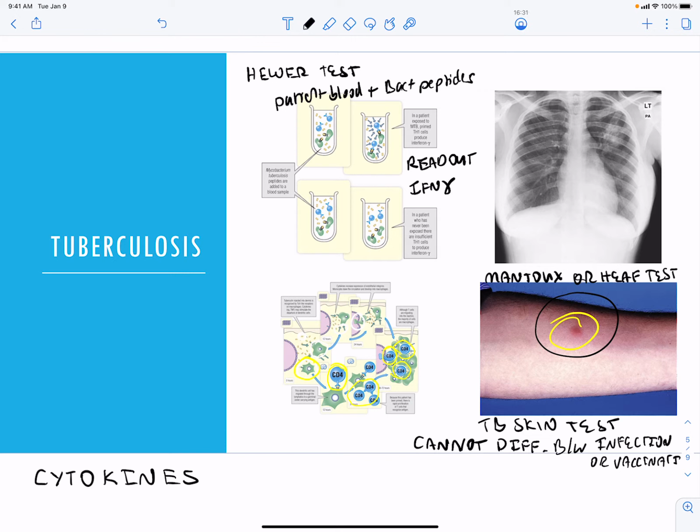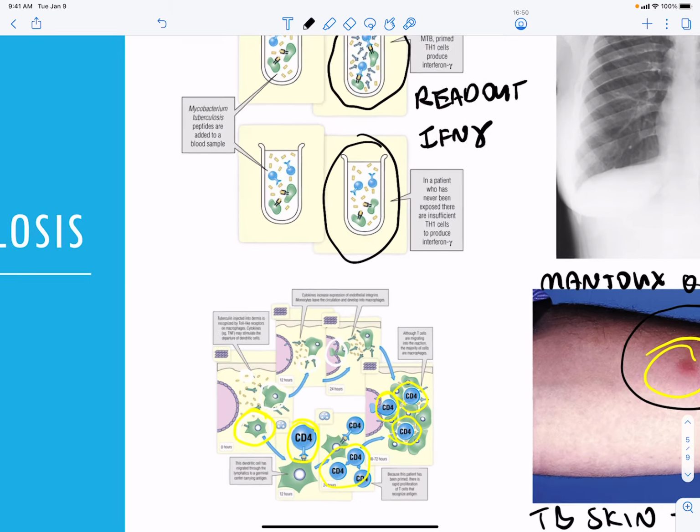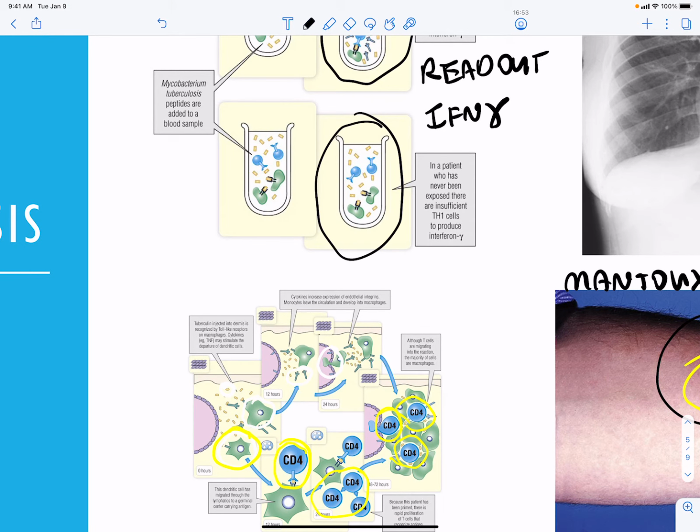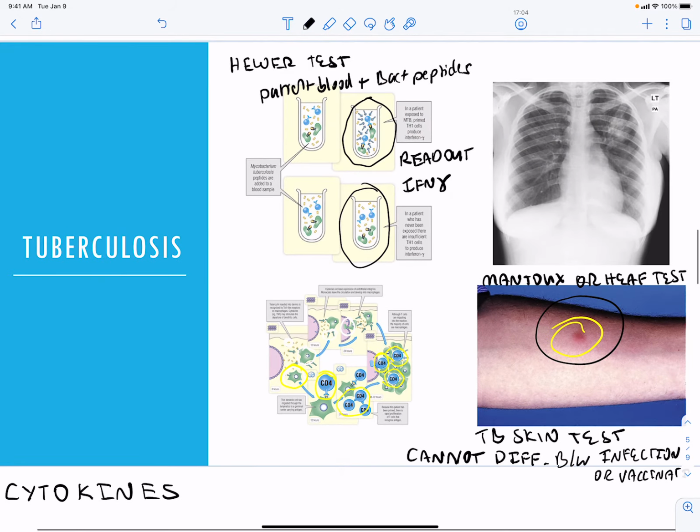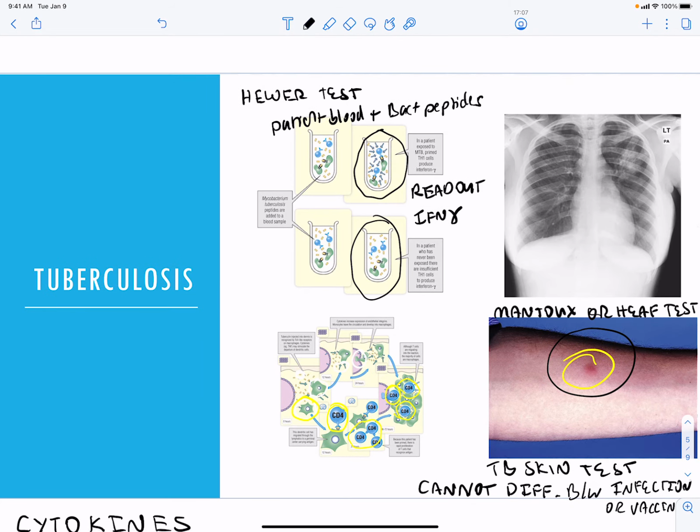And so if you have a patient exposed to the bacterium, then your Th1 cells will produce interferon gamma, which is what's happening on the top. If you have a patient that has not been exposed, your T cells will not be producing interferon gamma, which is being shown on the bottom. So your T cells, if they're not in a memory state in this type of assay, will not produce interferon gamma to the peptides being added. They're just not there in high enough number, and they have never seen peptide before, so they don't get activated. So that's the Heuer test.